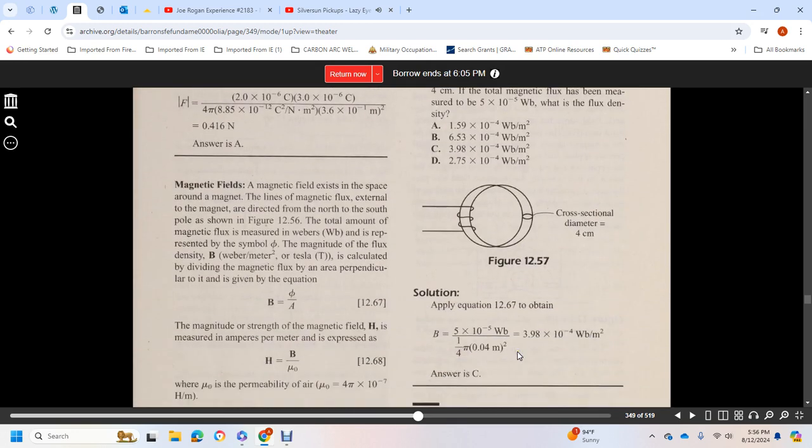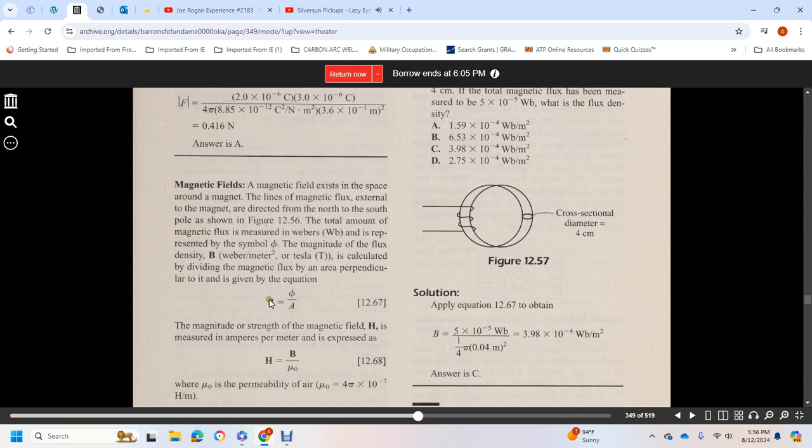Alright, magnetic fields exist in the space around a magnet. Lines of magnetic flux are shown with the magnitude and direction from the north and south poles, as shown in figure 12.56. The total amount of magnetic flux is measured in Webers, represented with the symbol phi. Magnetic flux density B, in Webers per meter squared or Tesla, is calculated by dividing the magnetic flux by the perpendicular area, as in the given equation.